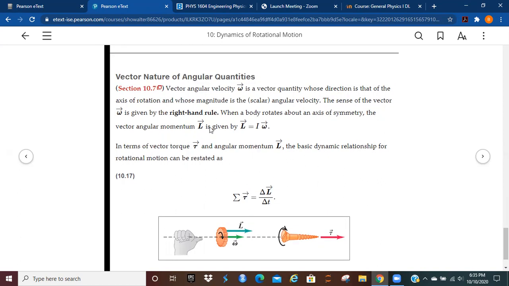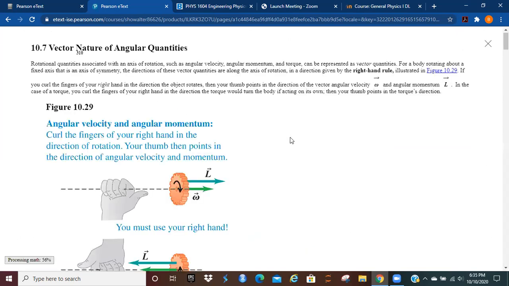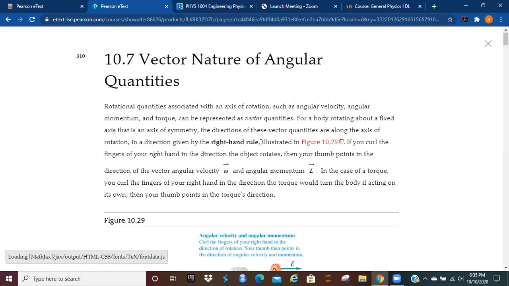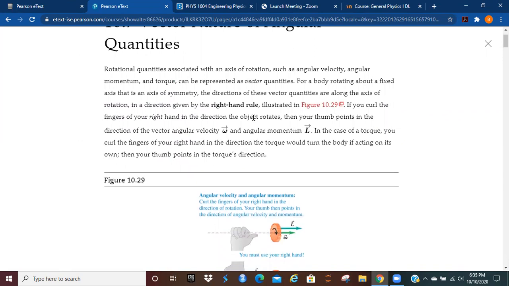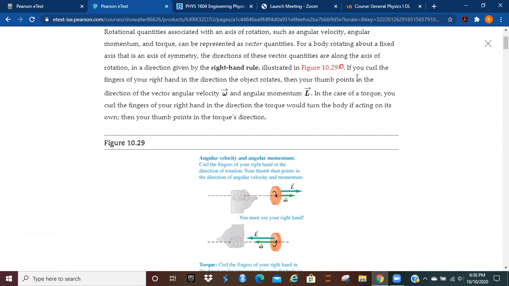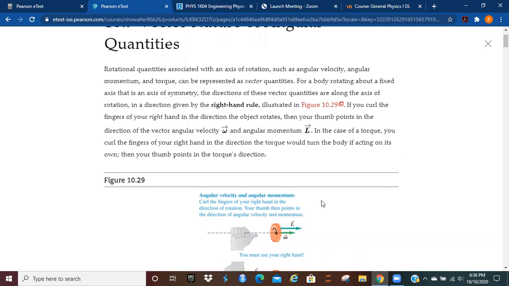Now, let's talk about how to spot which way these things go. We're going to, again, use the right-hand rule. You're going to get sick of hearing the right-hand rule. If you curl the fingers of your right hand in the direction the object rotates, like let's say we have a gear here, and we rotate those fingers in the direction of the gear as it's rotating, the thumb is going to give you the direction not only of the angular velocity, but also of the angular momentum.